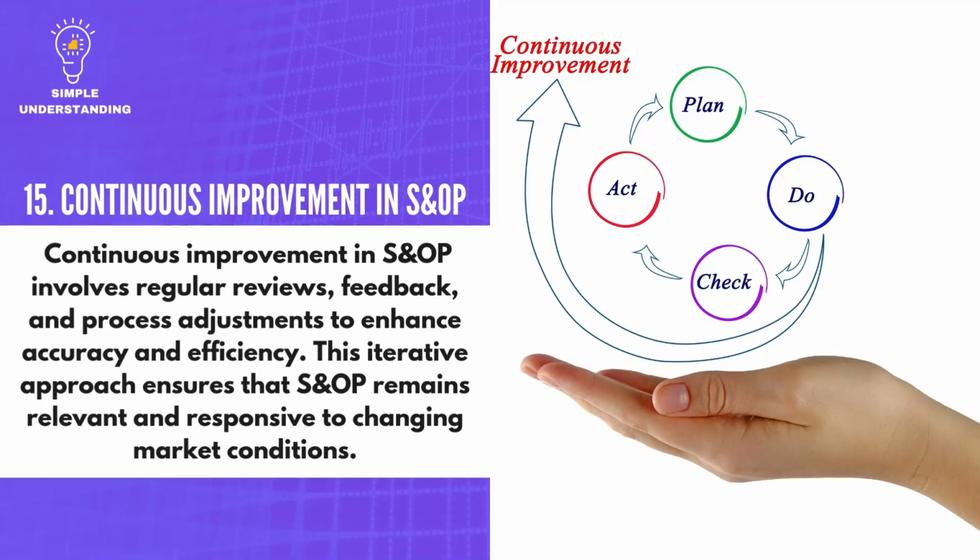15. Continuous improvement in S&OP. Explanation: Continuous improvement in S&OP involves regular reviews, feedback, and process adjustments to enhance accuracy and efficiency. This iterative approach ensures that S&OP remains relevant and responsive to changing market conditions.